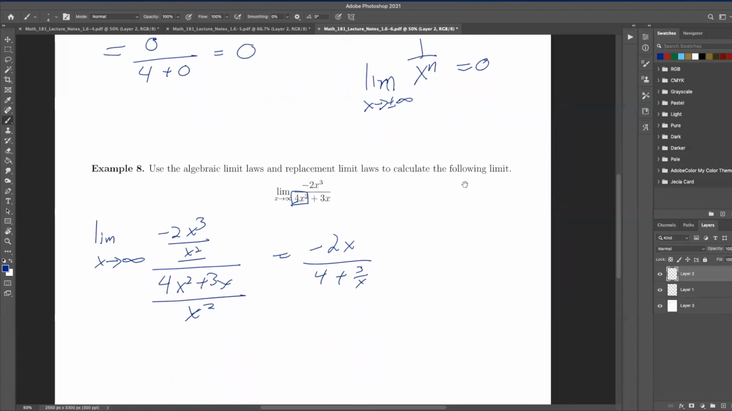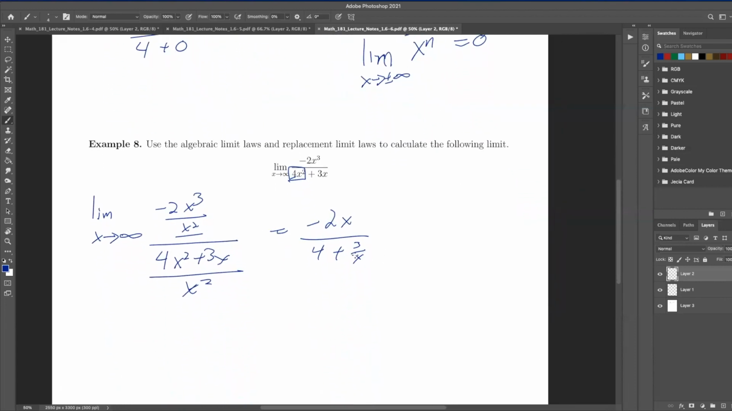So here, we're going to use that same property. This zeroes out. And so this is equal to minus 2x over 4, because this is 0, plus 0, which is just 4. So this is just minus 2x over 4.